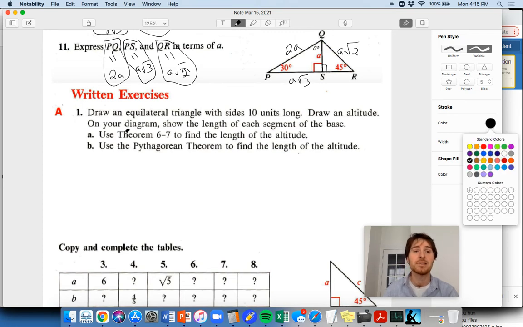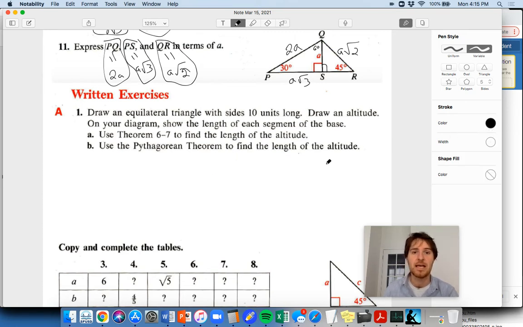Okay, it says here, draw an equilateral triangle with a side length of 10 units. Let's do it. Sketch it out. You don't have to do it perfectly, so just try to eyeball it. Boom, boom, and boom. Okay, we got 10 here. I didn't draw it perfectly. This side is definitely shorter, but oh well.